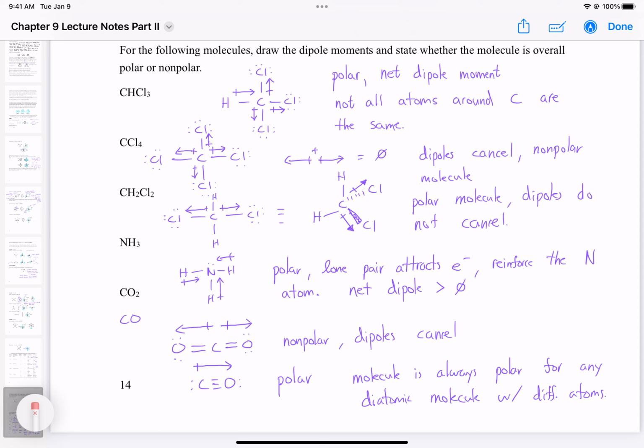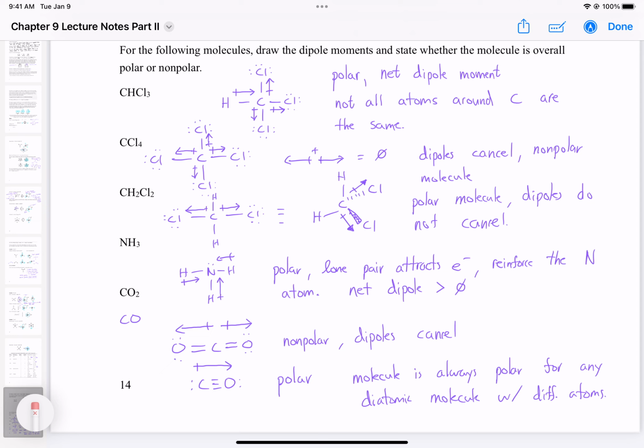Now that I think about it, I thought we covered more about dipoles, but I guess not. Maybe I'm thinking of something else.